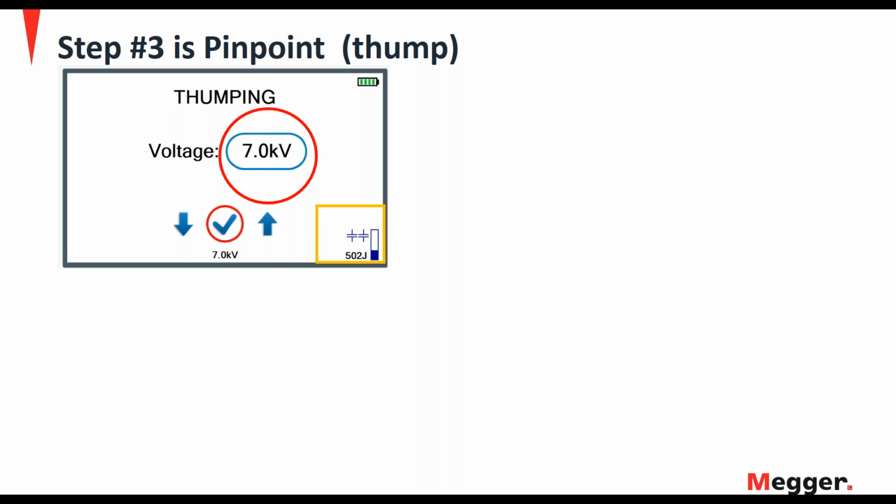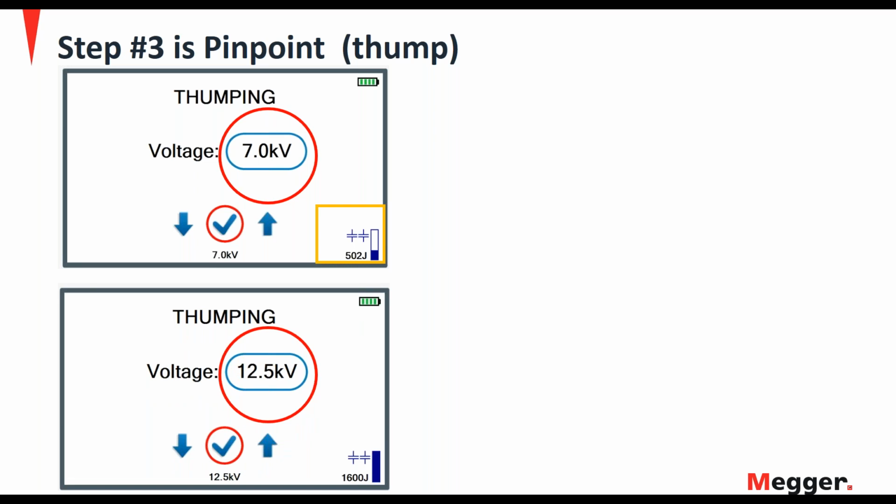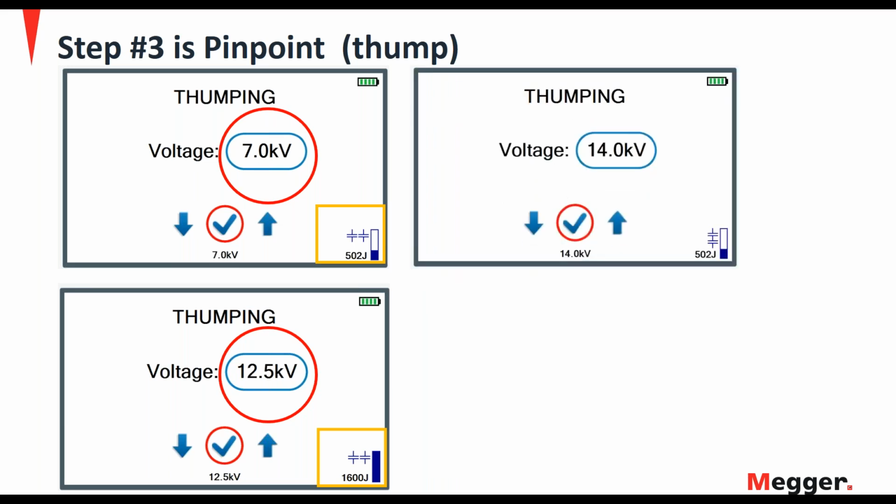I really like this display because you can see how many joules you have at whatever voltage level you set. So again, if we take the thumper and we set it to 12.5 kV, it's going to produce 1600 joules. And then if we have to go above 12.5 kV, it's going to switch capacitors on us. In this case, we've set the unit to 14 kV, and it would produce 502 joules.